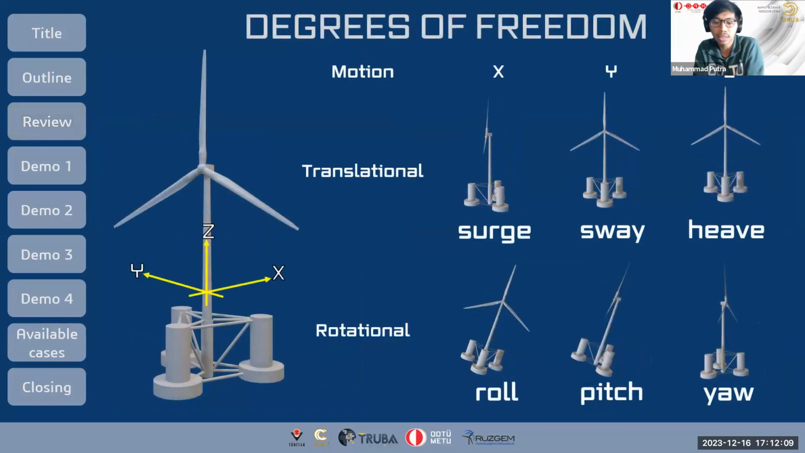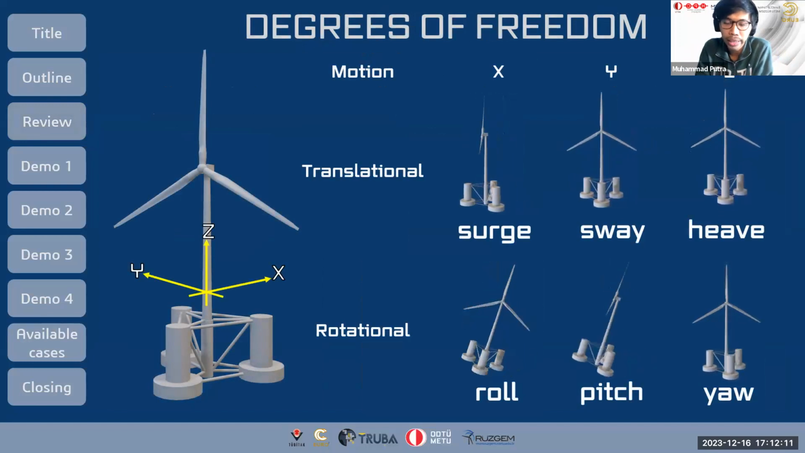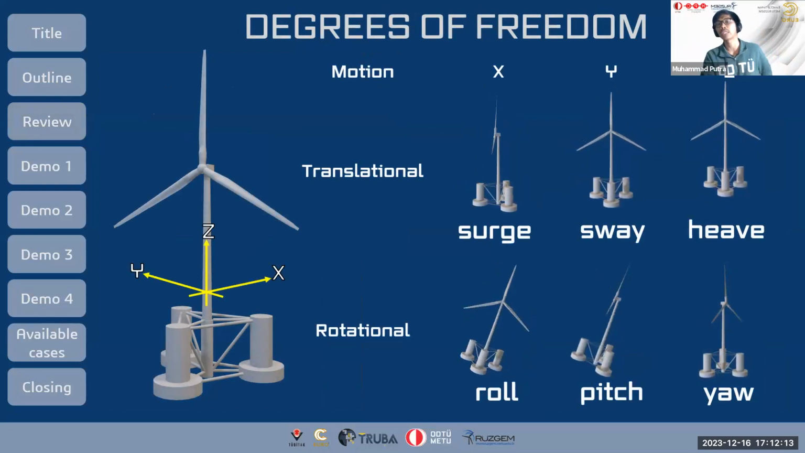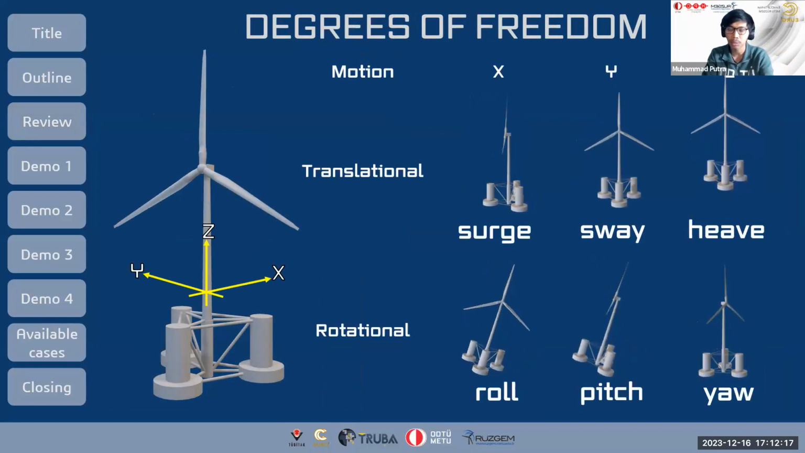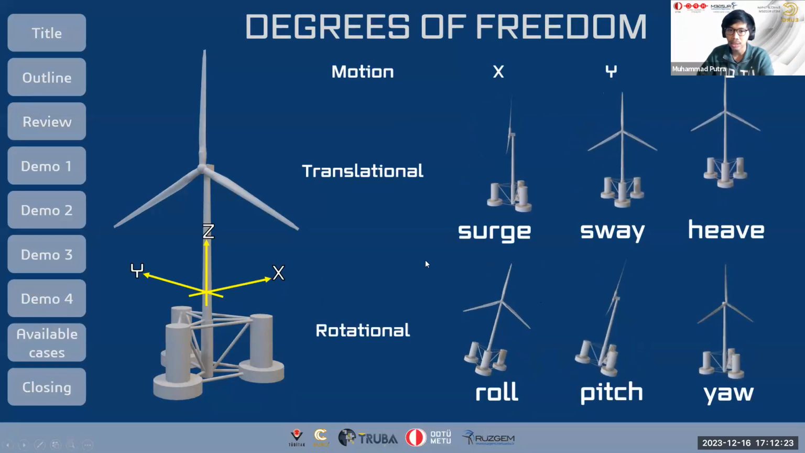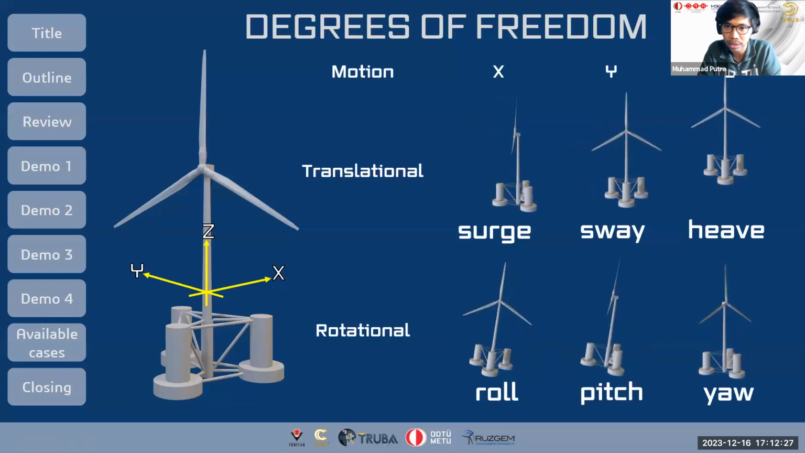Okay, so this is also important to understand. These are the degrees of freedom that exist in an offshore wind turbine. Some of these are actually omitted in offshore because the value is very small. So you can see the surge, sway, heave, roll, pitch, and yaw in animations here, so that it's clear for you to visualize this.